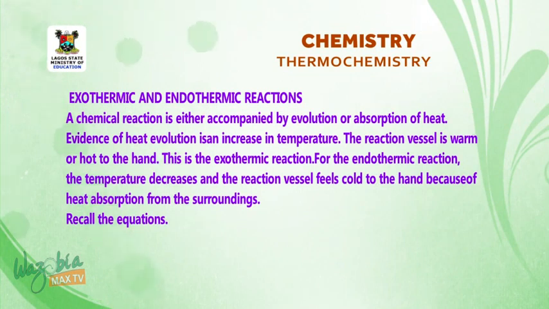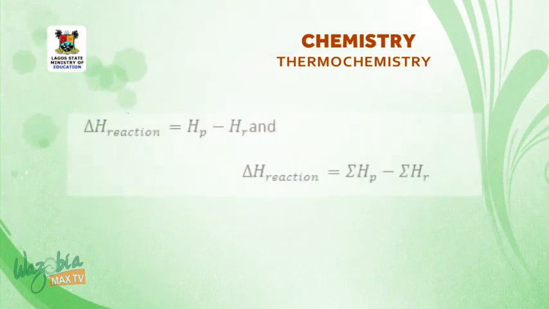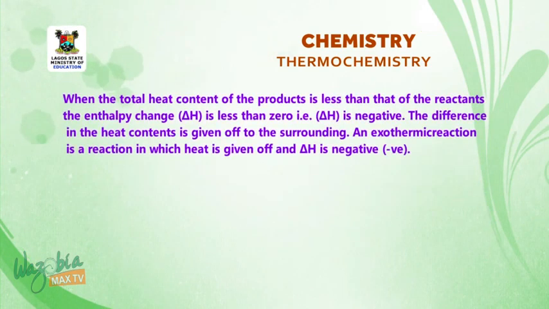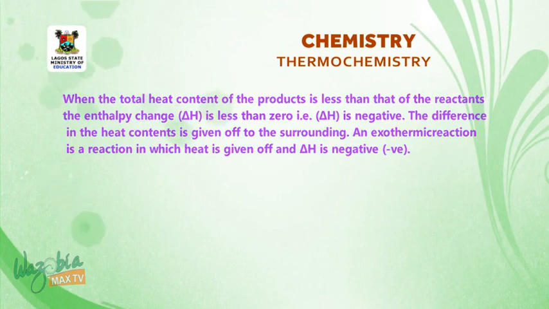Recall that heat of reaction equals HP minus HR, and delta H of reaction is summation HP minus summation HR. When the total heat content of the product is less than that of the reactant, the enthalpy change is less than 0. That is, delta H is negative. The difference in the heat content is given off to the surrounding. An exothermic reaction is a reaction in which heat is given off and delta H is negative.